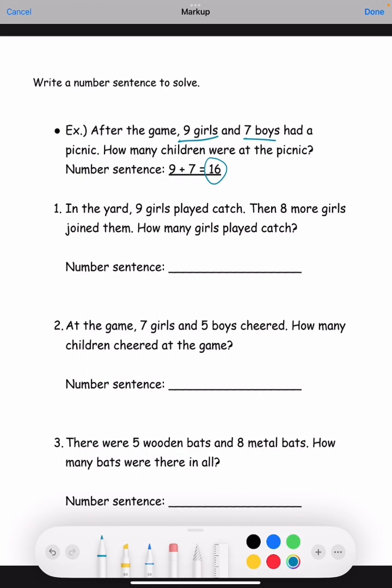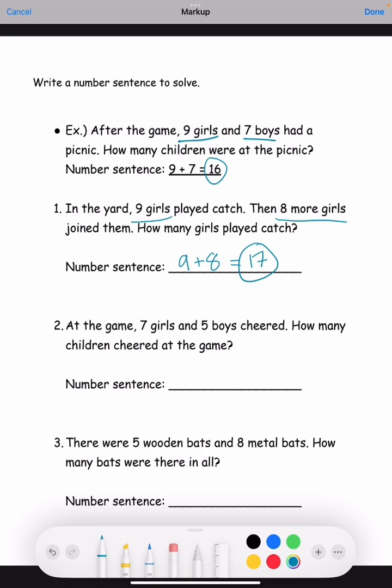Let's look at number 1. In the yard, 9 girls played catch. Then 8 more girls joined them. How many girls played catch? All right, we know 9 girls played catch and 8 more girls joined them, so you add 8, which equals 17. So 17 girls played catch.